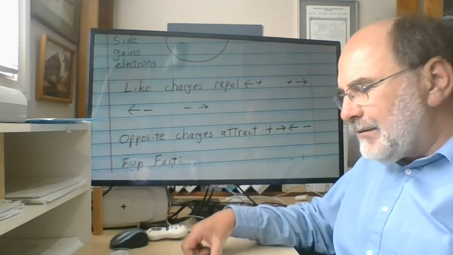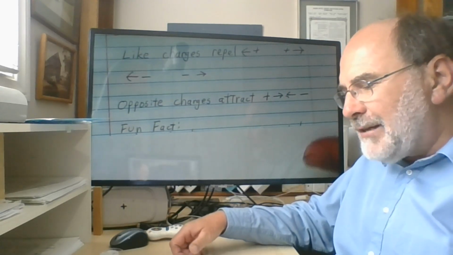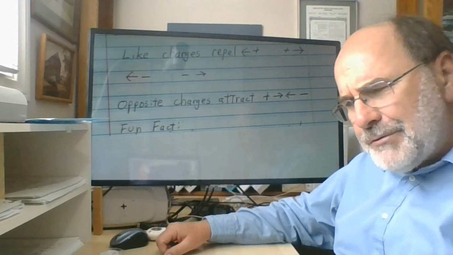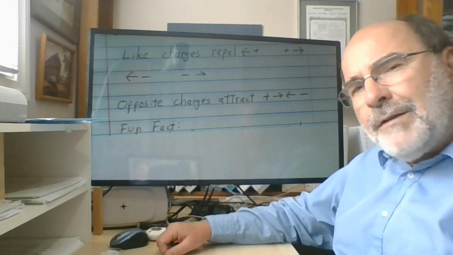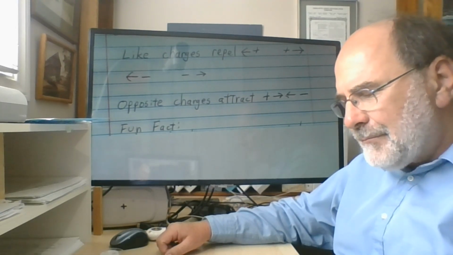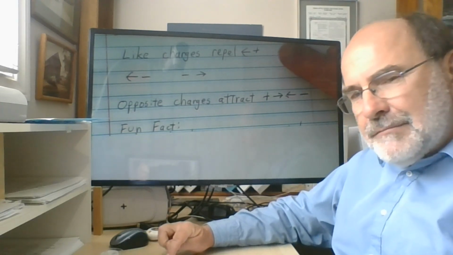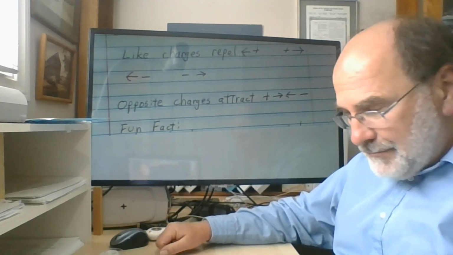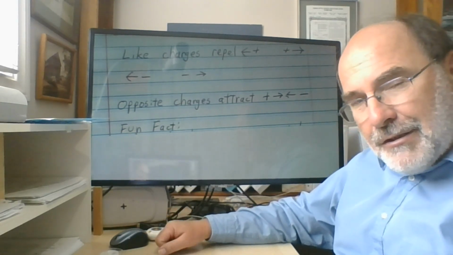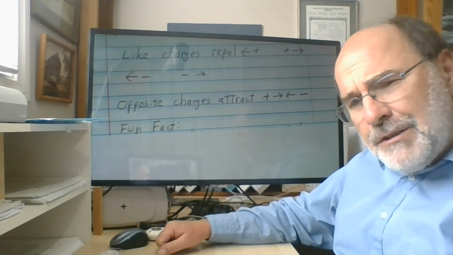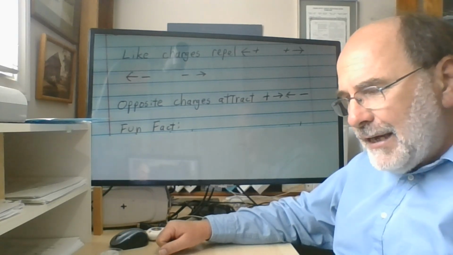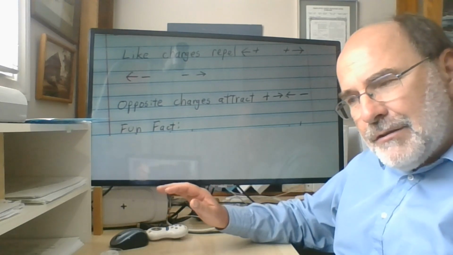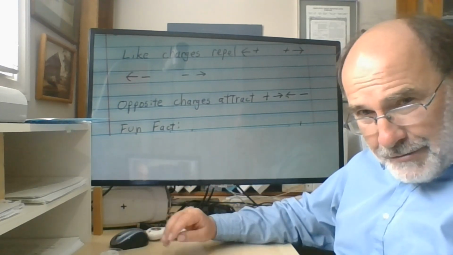So here's a fun fact. I suppose you don't know the answer to it, so I'll just pose this as a question first. What do you suppose would happen, knowing that like charges repel and opposite charges attract, if I had a positive charge and a neutral object?